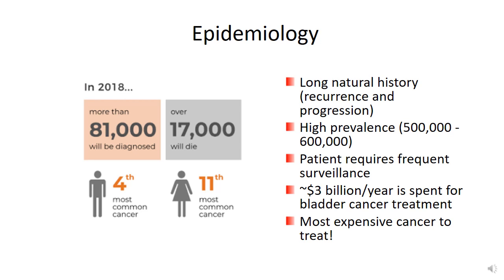Bladder cancer, it is estimated that it affects about 81,000 patients annually. 17,000 patients die from this disease. Bladder cancer has a long natural history of recurrence and progression, so that accounts for its very high prevalence. If you make a new diagnosis of bladder cancer, it is very likely that you are going to see that particular patient in surveillance, and you are going to encounter urine cytology and bladder biopsies on a frequent basis.